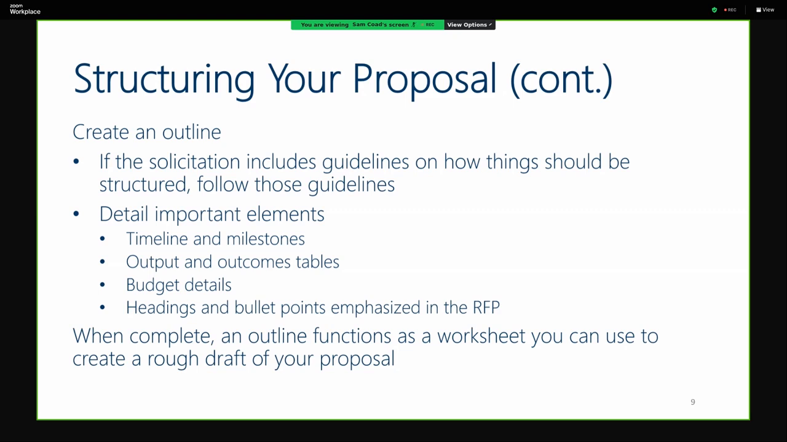And when you complete an outline, it kind of functions as a worksheet that you can use to create a rough draft of your proposal. When I'm structuring a grant proposal, I always do it that way, just so I make sure that I'm including all of the relevant information and I'm not missing anything. You can edit things, you can move them around if you need to, but having it all laid out in one place and treating it like a worksheet has been incredibly beneficial, just because you make sure you're not missing anything.